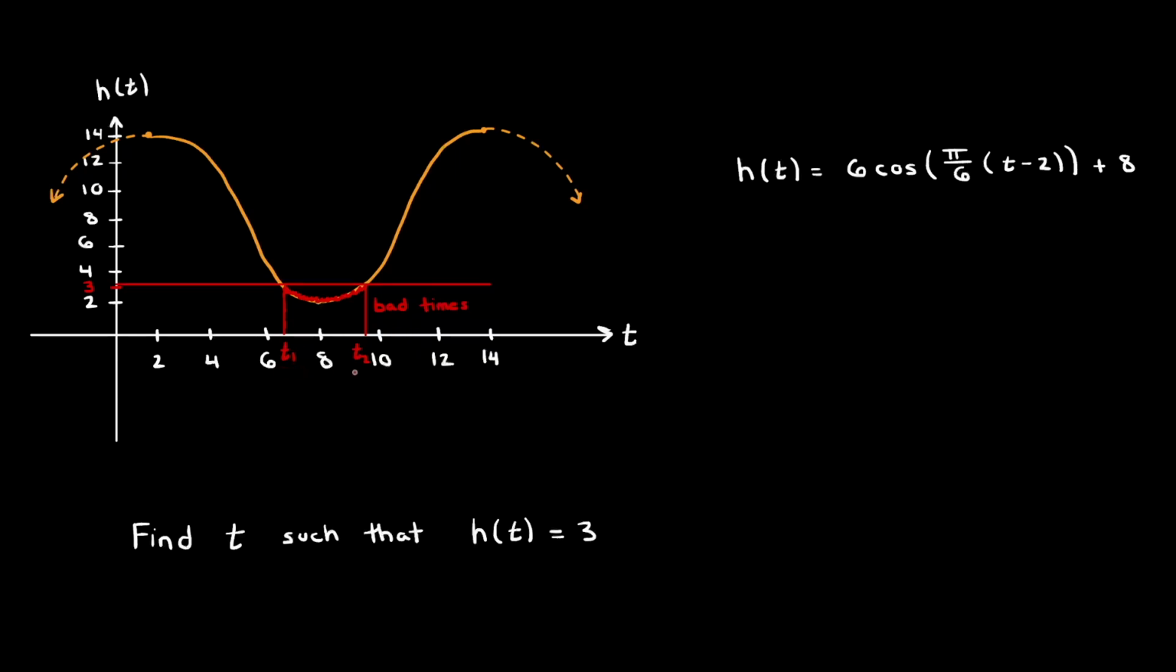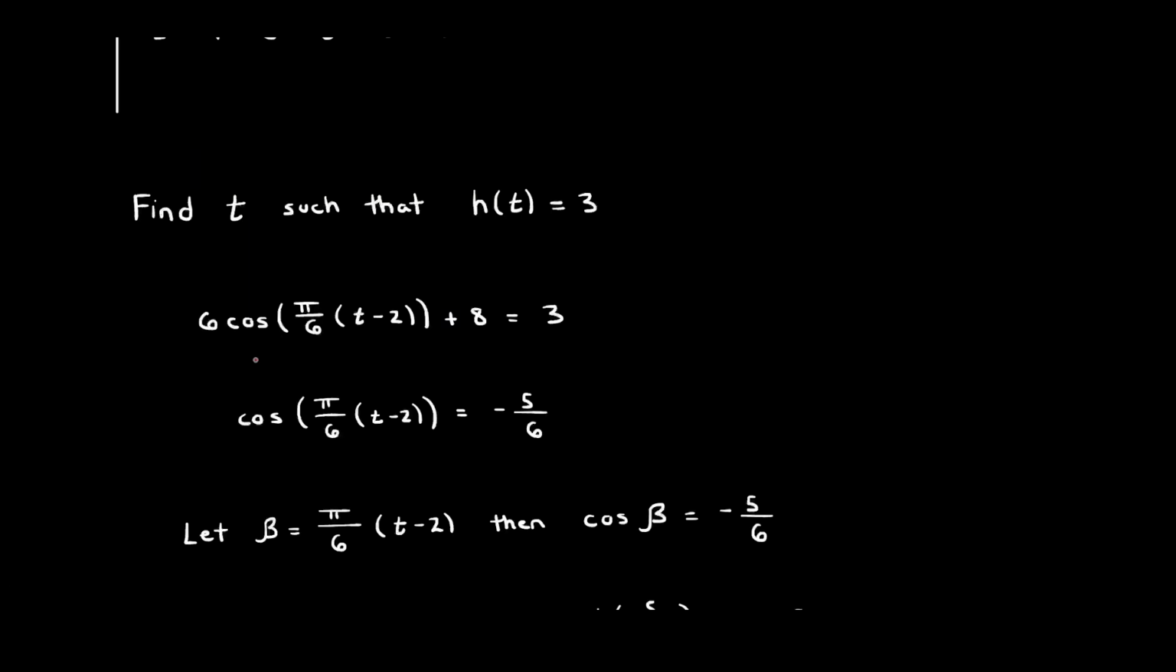How do we find this exact point where the height falls below 3 meters? And so for that, we actually have to solve this equation. We have to find t values such that the height is exactly equal to 3. That will give us these 2 points, right? Okay, so I set my equation equal to 3. I can subtract 8 on both sides, divide by 6, and I get this equation.